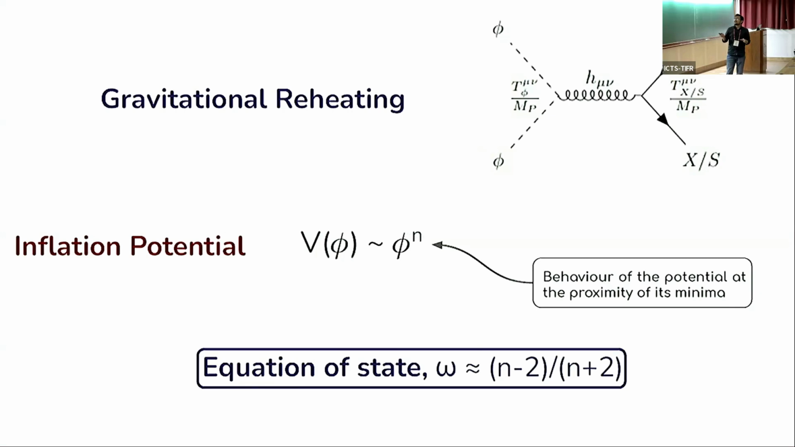So as I have mentioned, I will stick to the gravitational reheating scenario. Here we have considered a particular inflation potential, but its behavior near its minima is φ to the power n, where n is an exponent. So this whole analysis is mostly independent of the form of the inflation potential. Now, depending on this n, the equation of state during the epoch of reheating can be represented in this fashion.